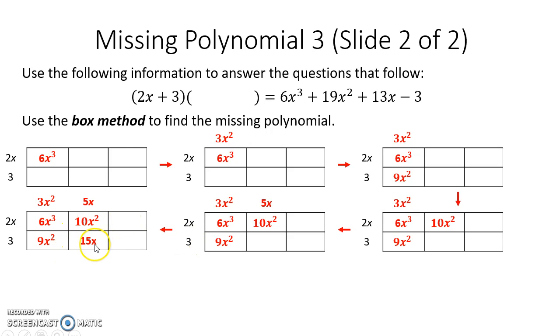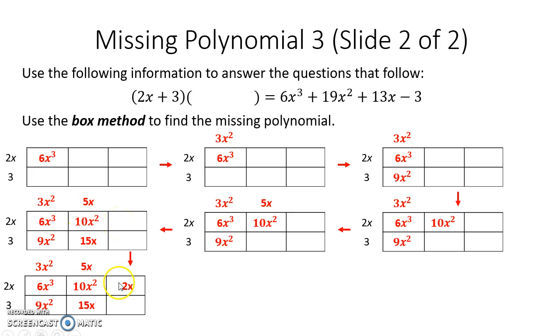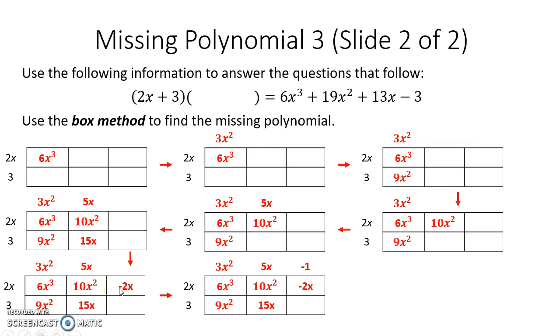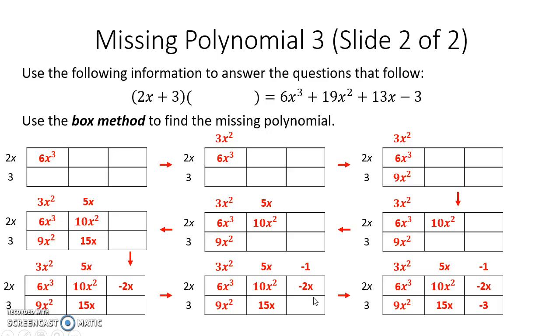We have this new diagonal. We know they're both going to be x's. We want these x's to add to give us 13x. Right now we have 15x, so to get 13x, we have to subtract 2x from it. That means 2x times what gives us negative 2x? That's a negative 1, so that's our value up here. Then always multiply back down just to finish your box. And so we get that our missing polynomial is 3x squared plus 5x minus 1.